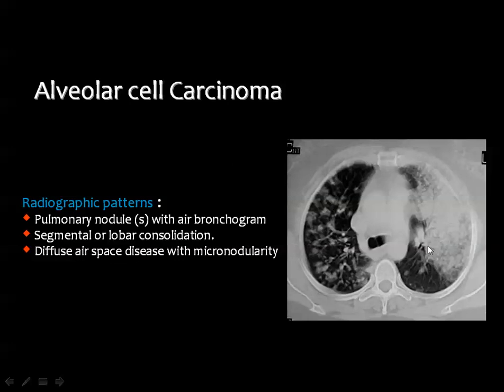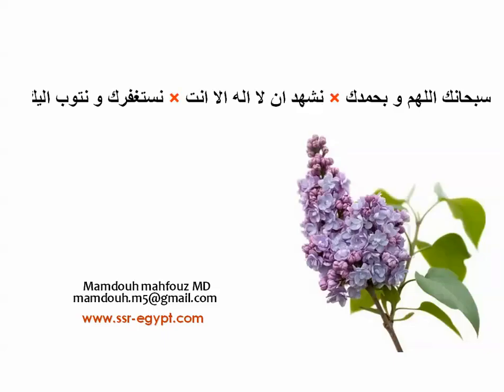And alveolar cell carcinoma may present with miliary pulmonary nodules, may present with patches of consolidation, which are difficult to differentiate from pneumonia, for example, and you may have diffuse airspace disease with micronodularity. I will discuss this in full detail whenever I am talking about the issue of diffuse lung disease, and I thank you very much.